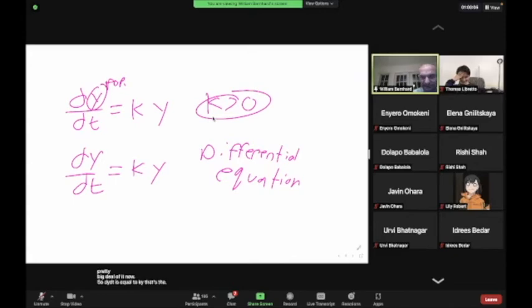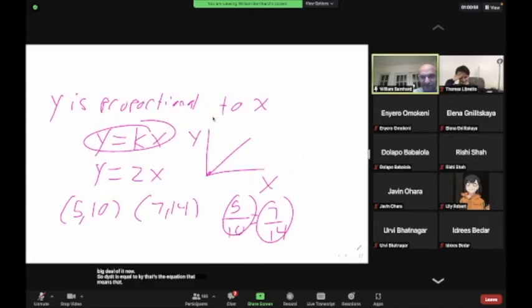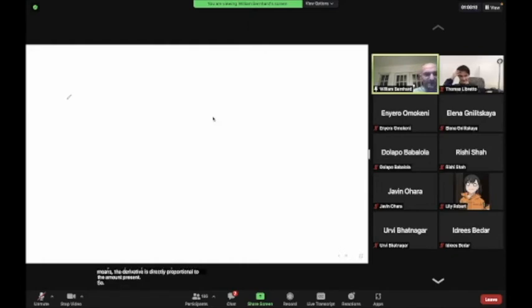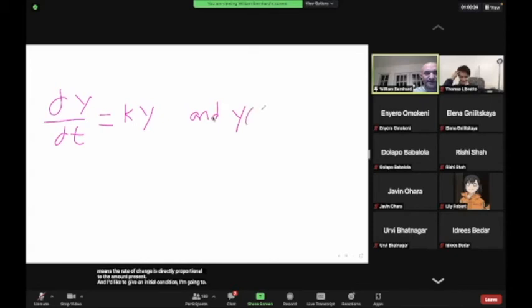That's the equation that means the derivative is directly proportional to the amount present. So this differential equation, dy/dt is equal to ky, means the rate of change is directly proportional to the amount present. And I'd like to give an initial condition. I'm going to call y of 0 equal to p.